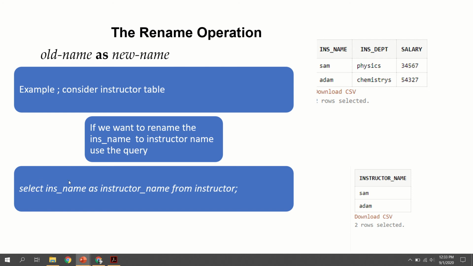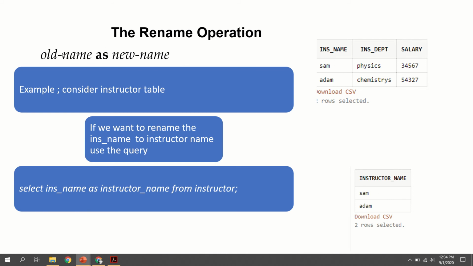What I need is select the name. The old name was INS name. So select INS name as, that is I am changing that particular attribute name as instructor name from relation. The relation, the table name, is instructor. So what happens when I execute this query? I will get all the names of the instructor, and instead of INS name I will get instructor name. So here I renamed the attribute column name from INS name to instructor name.